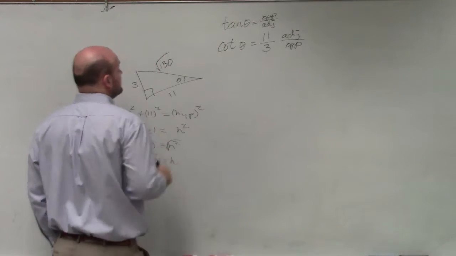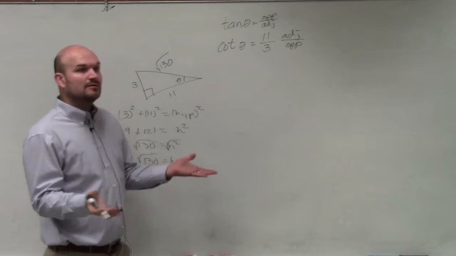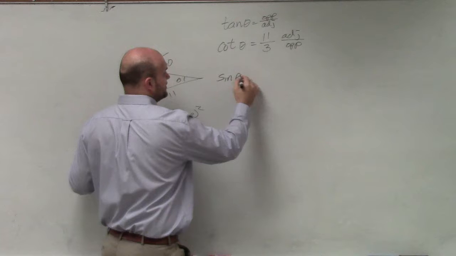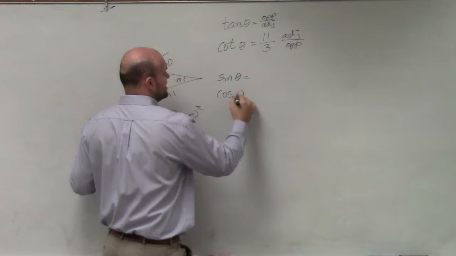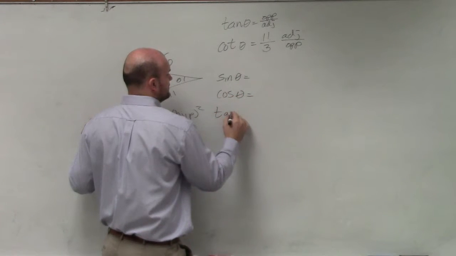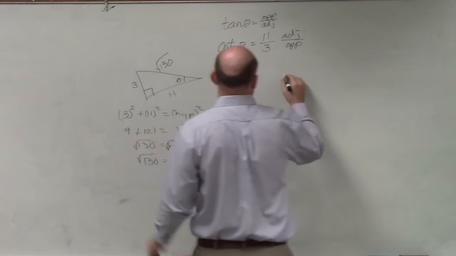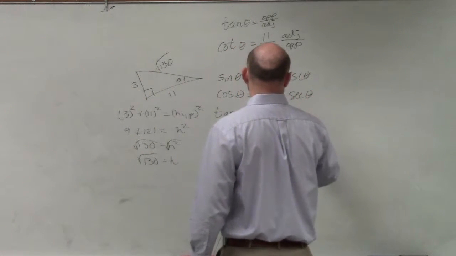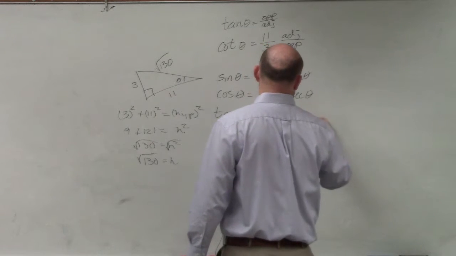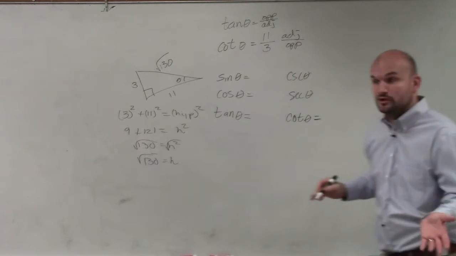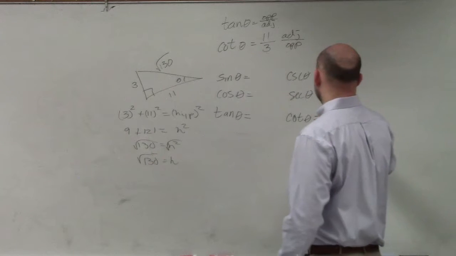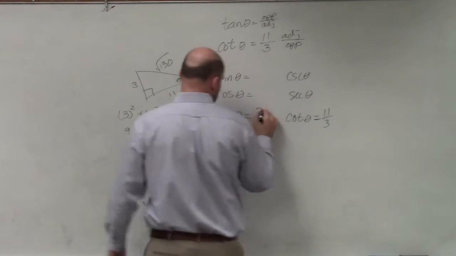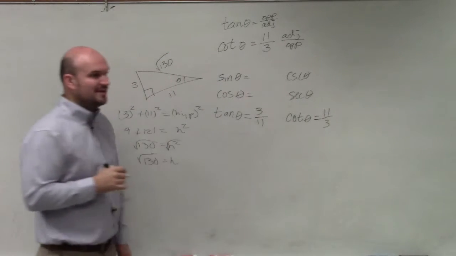So we'll have the square root of 130. OK? So now we're just asking to find the 6 trigonometric functions. Sine of our angle theta, cosine of theta, tangent of theta, cosecant of theta, secant of theta, and cotangent of theta. Well, we already know what cotangent is, right? That's 11 over 3. What's nice about tangent and cotangent is these are reciprocals of each other. So that's 3 over 11.